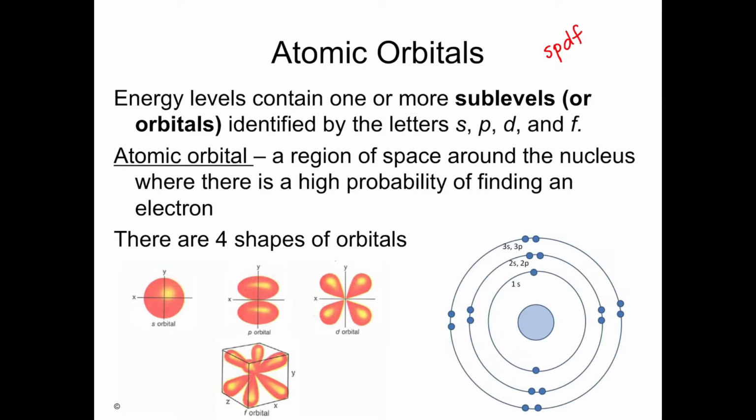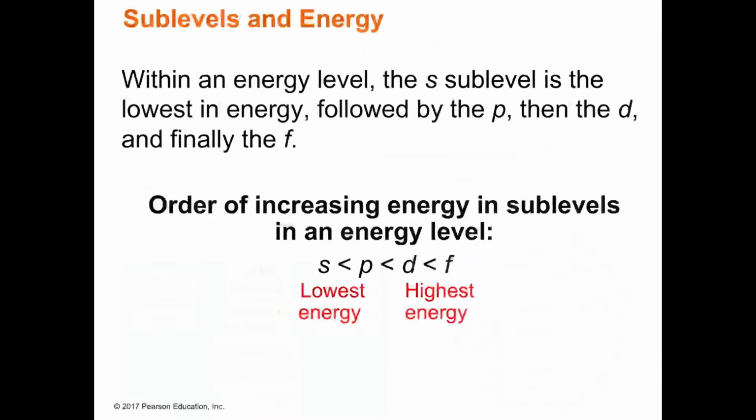If you look at the image on the right, in the first energy level we have the 1s orbital. In the second energy level we have the 2s orbital and the 2p orbital. And in the third energy level, we have the 3s orbital and the 3p orbital. So the number in front tells you which energy level it's in. This goes 1, 2, 3, and it would go 4, 5, 6, 7, going out. And then the letters tell you the shape of the orbital, and they're also going to tell you how many electrons can exist in those orbitals. We're going to get into that now.